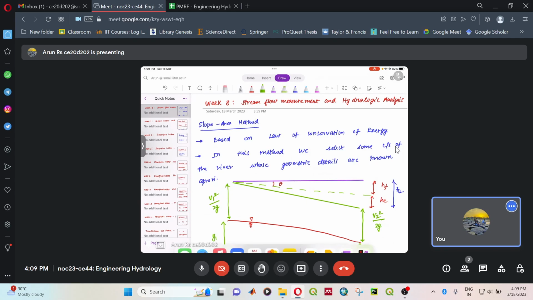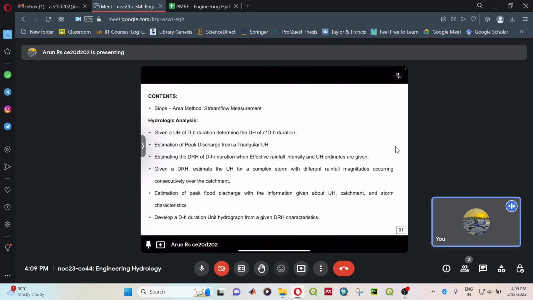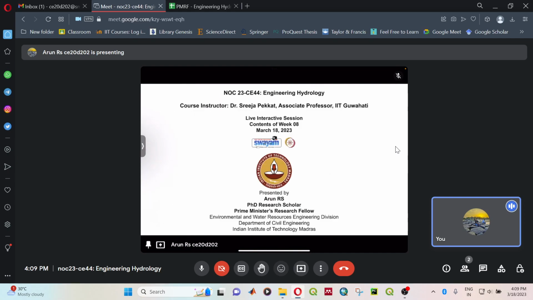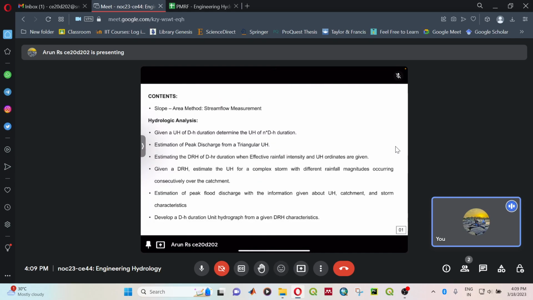In today's session, we'll be seeing the contents of week 8, which is the hydrologic analysis. Before that, we'll first see what the slope area method is, which is a part of the streamflow measurement from the week 7 content. And then we'll move on to the hydrologic analysis.